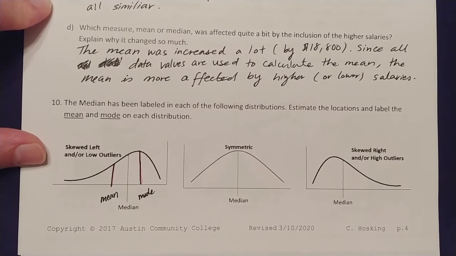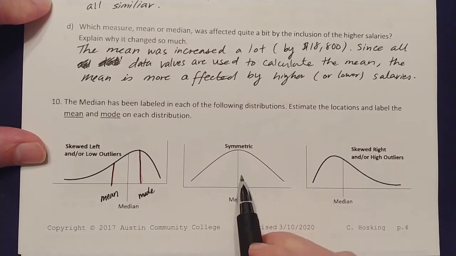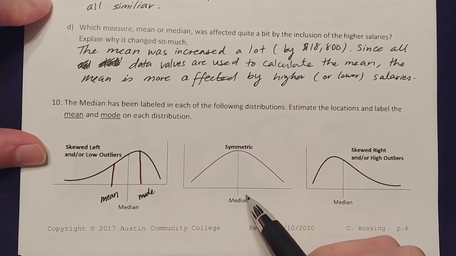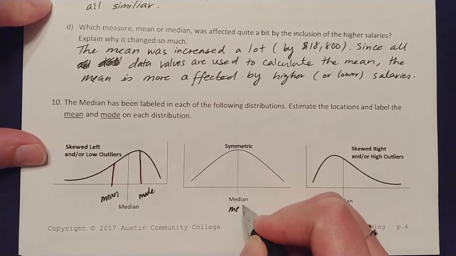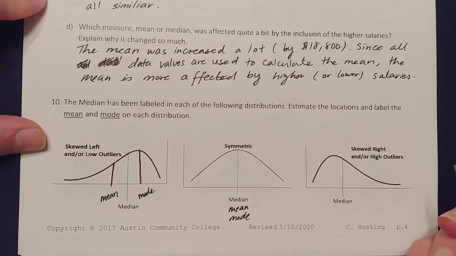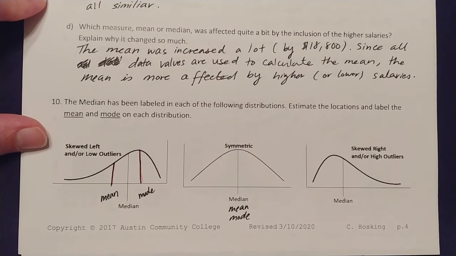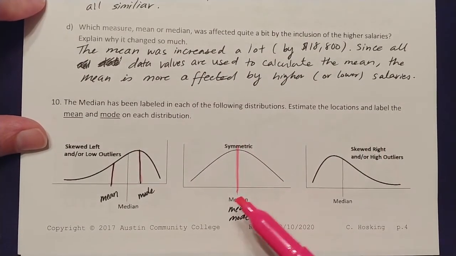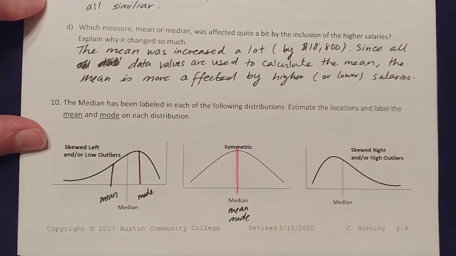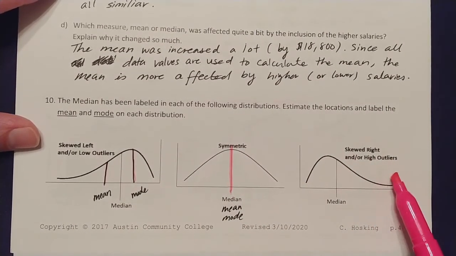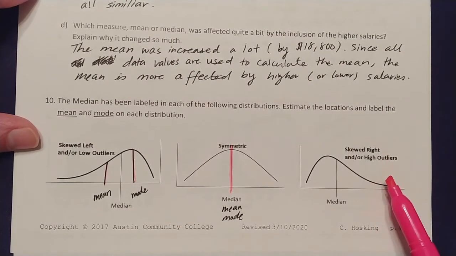Now, if we look at a symmetric distribution, then all of them are the same. So the median is more or less the same place as the mean, which is more or less the same place as the mode. So when you have that symmetric distribution, then you have the mean, median, and mode in that center. And then when it's skewed right, so the tail is on the right, or high outliers, so the high values are outliers.